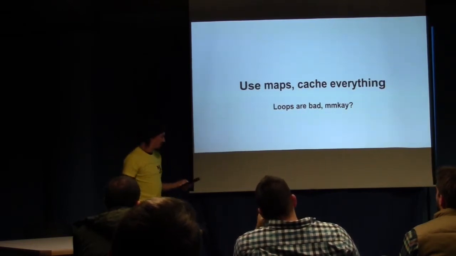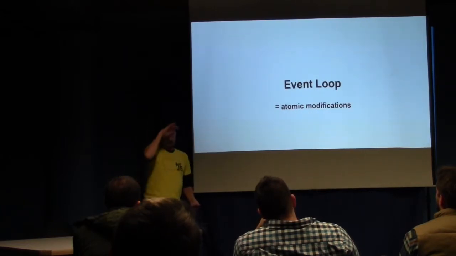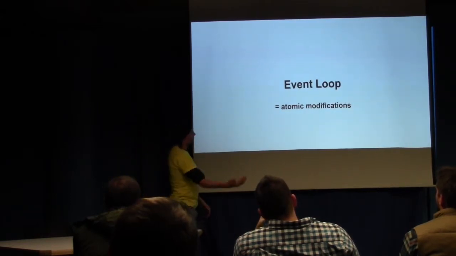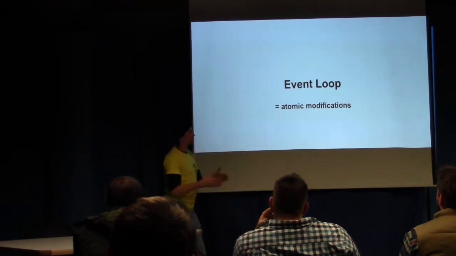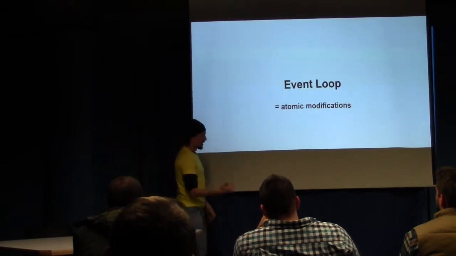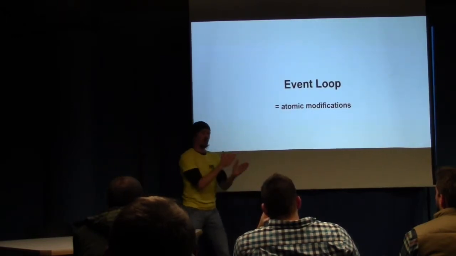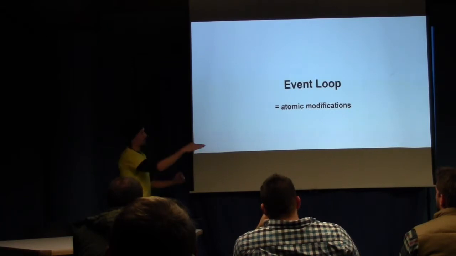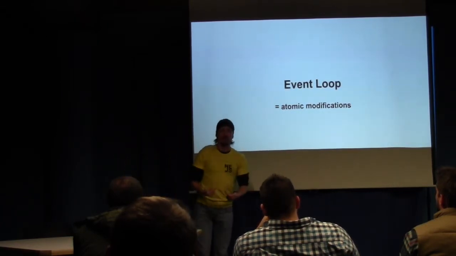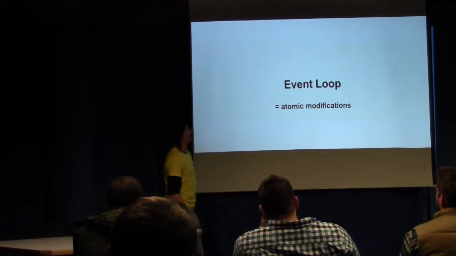Speaking of maps and storing state, who here is familiar with the event loop model that browsers usually use? Okay, a few people. Event loops are basically JavaScript's concurrency model. Everything in JavaScript is functions, and all these functions get processed by a single-threaded event loop. So only one function is ever executing at a given time.